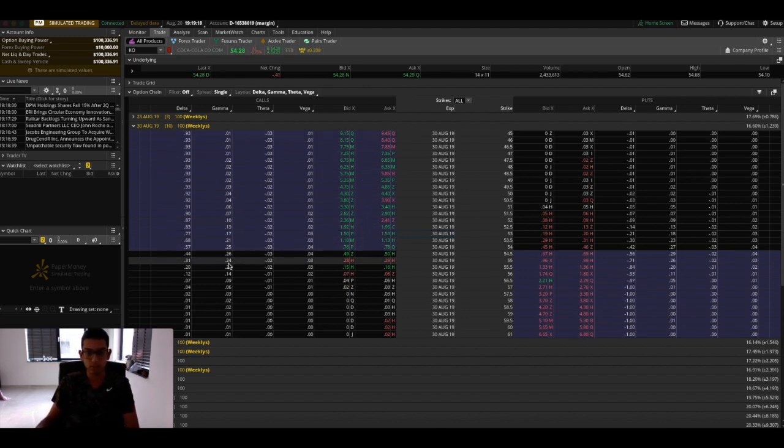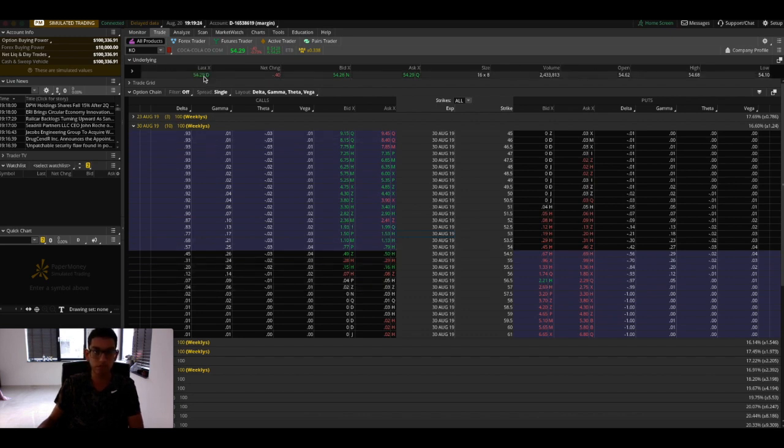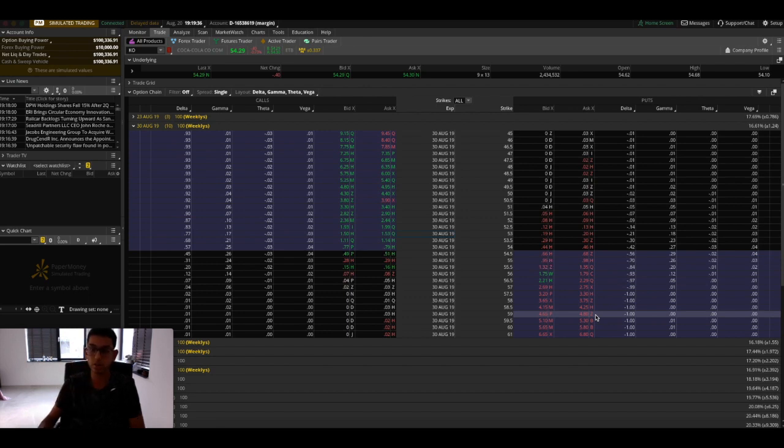Yeah. And everything below that would be out of the money. So let's say 54.5, the stock is right now 54.29. So if it stayed like that for the next 10 days, then it would be out of the money. And here you have your puts, and that's about the same way, just vice versa.